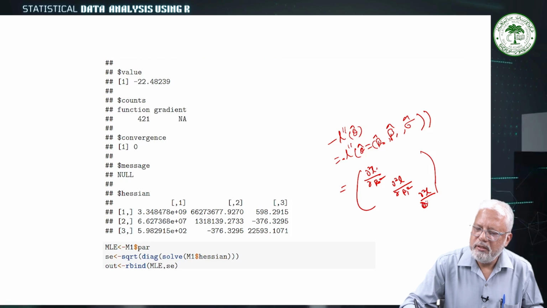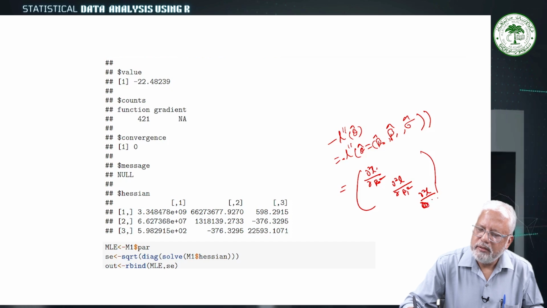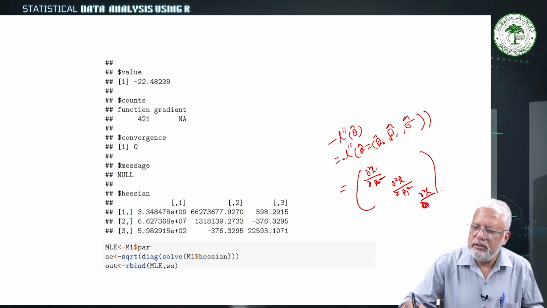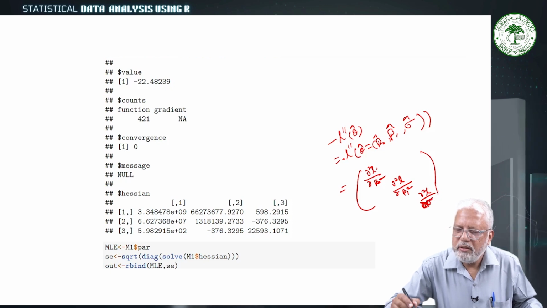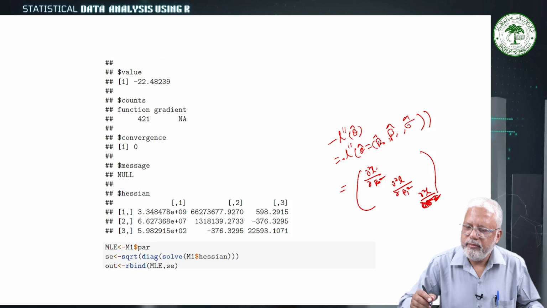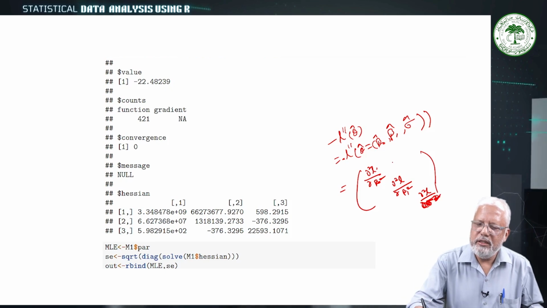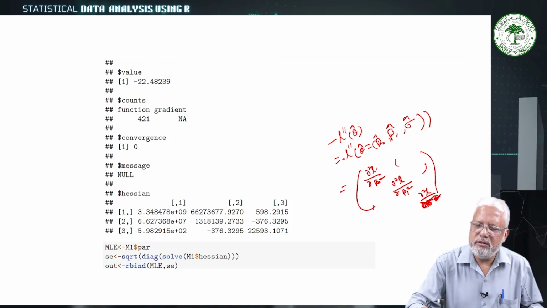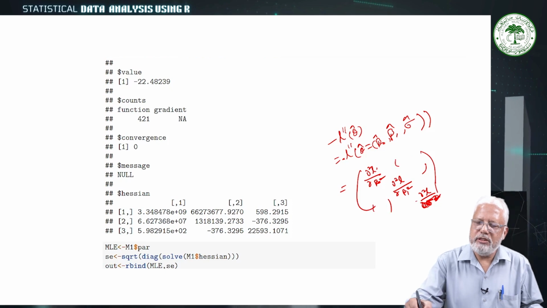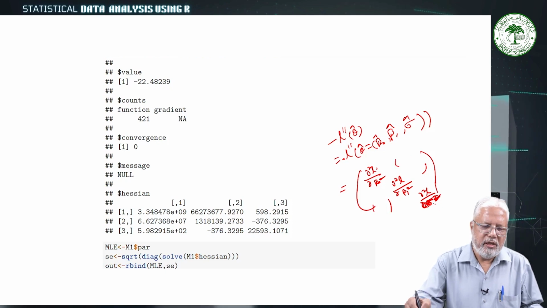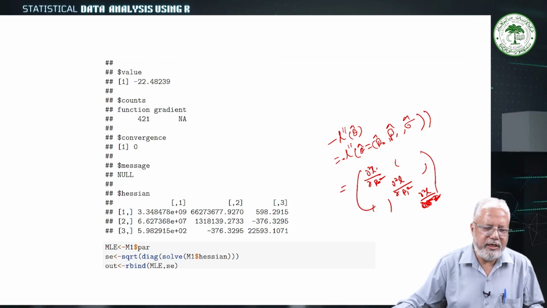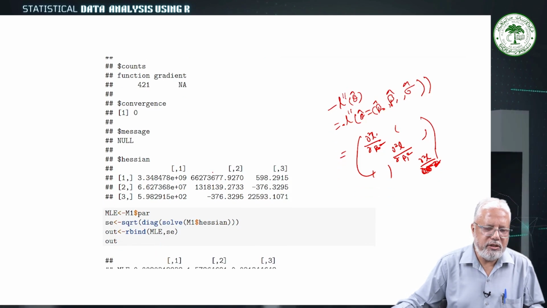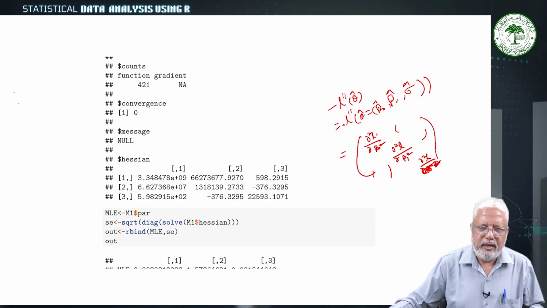Yes, it is sigma square. And here these are the non-diagonal elements. So we are extracting these diagonal elements and taking the square root of those. So this is the Hessian matrix we have got.